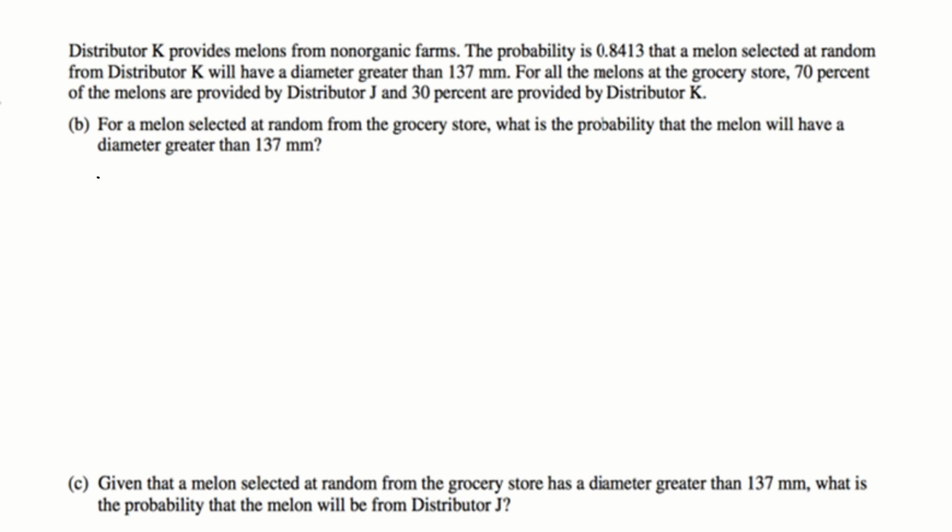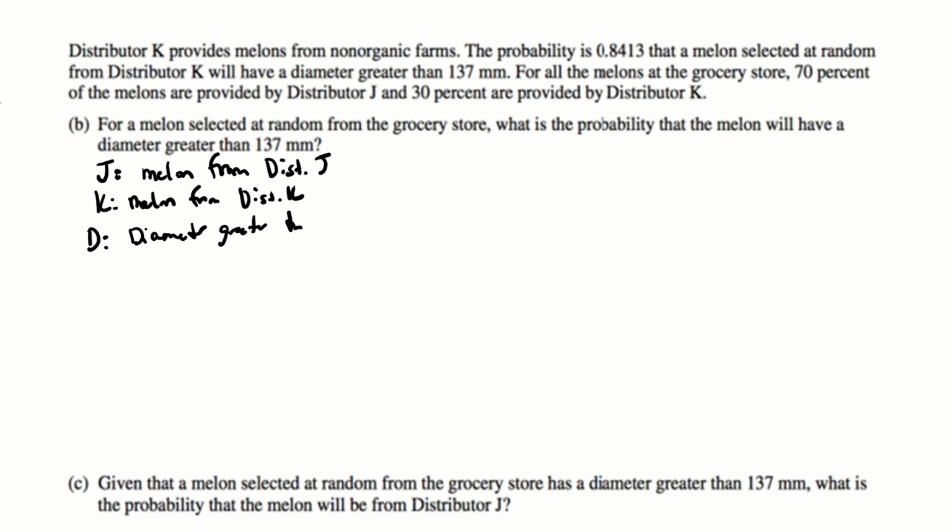All right, so we're going to say the event J is you have a melon from distributor J, because we're going to use a tree for this. It's nice to use a tree because you can organize it. K is a melon from distributor K, and I'm going to use D for diameter greater than 137. Okay, so we'll do something like that.